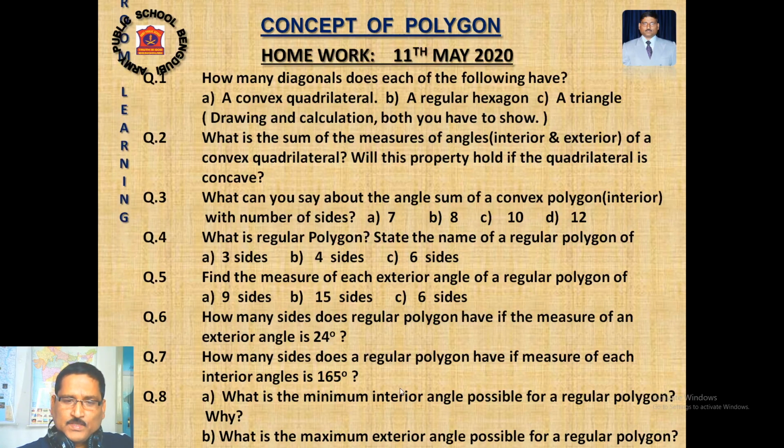If minimum is 60 degrees, what will be the exterior angle there? I told you exterior and interior always form a linear pair. So 180 minus 60 is 120. So in case of a regular polygon, the maximum exterior angle, for the first polygon, will be 120 degrees. Clear? This is all about today's homework.